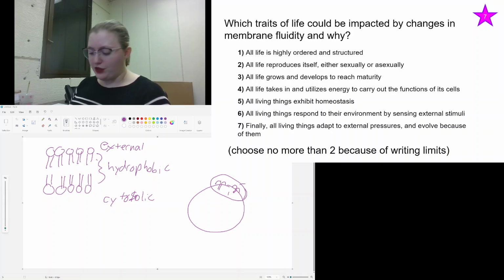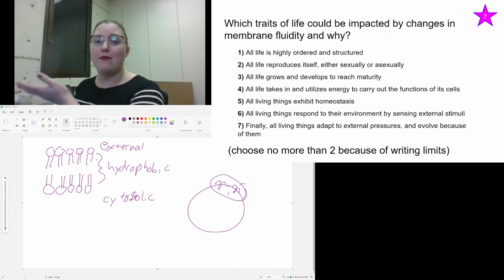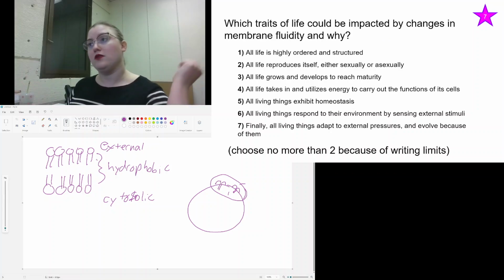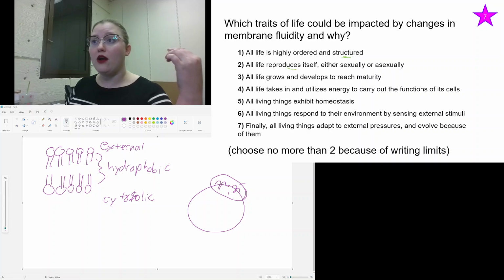Okay, so now I want you guys to connect this back to our traits of life. Think about the way that these different membrane characteristics might impact different traits of life. So order and structure. Remember, our membranes are organized in a very specific way, so they are structured. And they are involved in reproduction because the membrane has to expand in order for a cell to divide. It's definitely involved in sensing external stimuli.